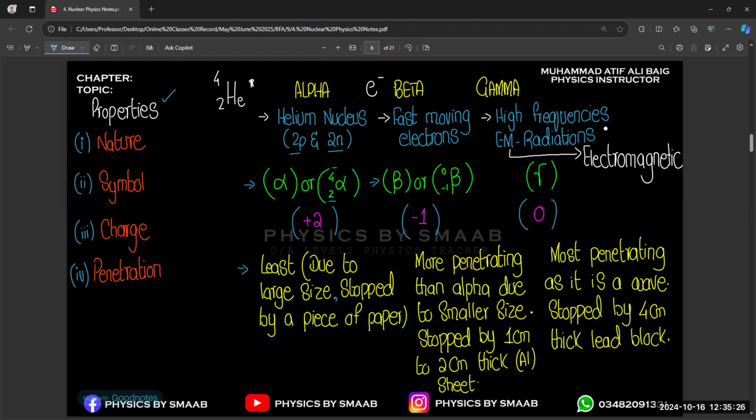Okay. Tissue paper is also very thin as compared to normal paper. So an alpha particle can pass through tissue paper, but not through normal paper. This is called penetration. Alpha can easily pass through tissue paper to the other side, but it cannot pass through simple papers. And if we talk about beta, beta is small in size as compared to alpha.